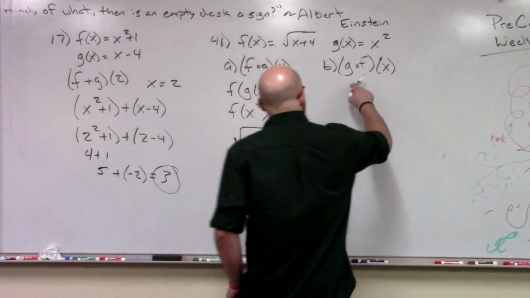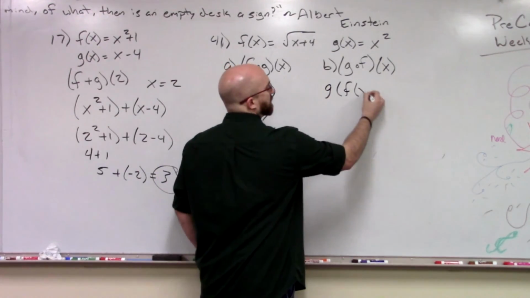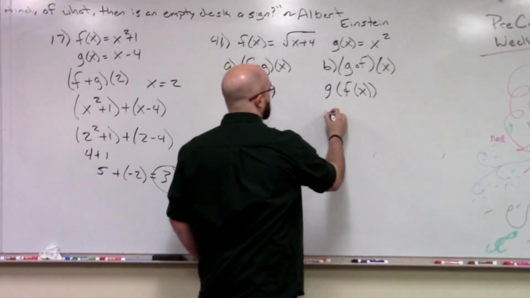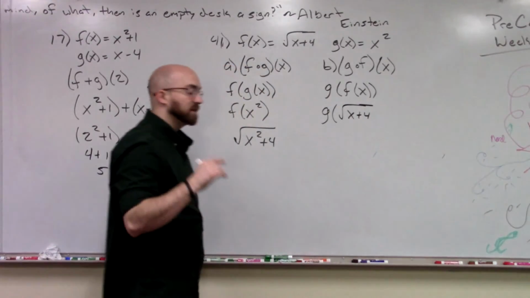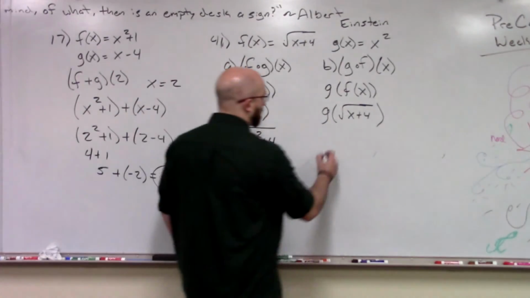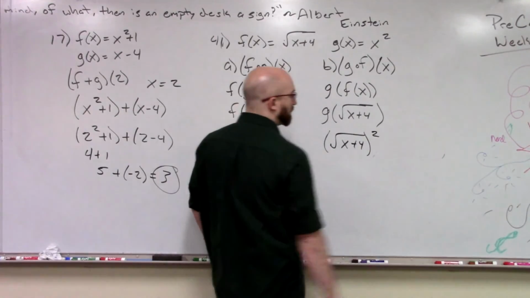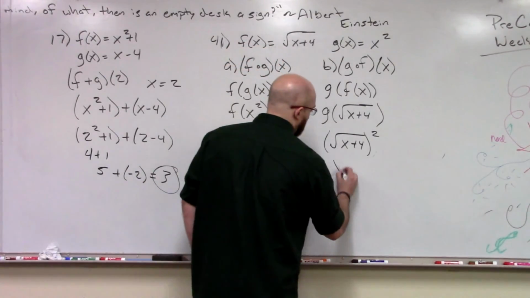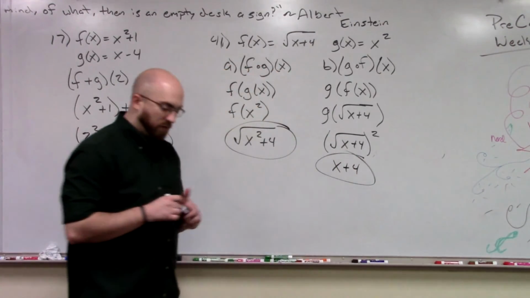The next one is g of f of x. So we're going to plug in. So this looks like g of f of x. So what's f of x? F of x is the square root of x plus 4, so we get g of the square root of x plus 4. So wherever I see an x, I'm going to plug in the square root of x plus 4. So that means we're going to get the square root of x plus 4, squared. Now, the squared cancels the square root in this case, so our answer is just x plus 4. So here is our answers for those.